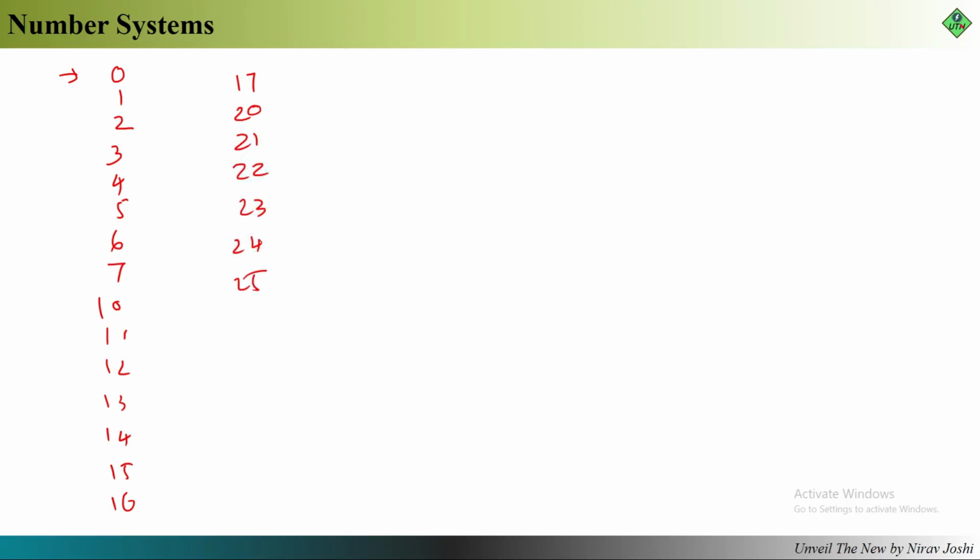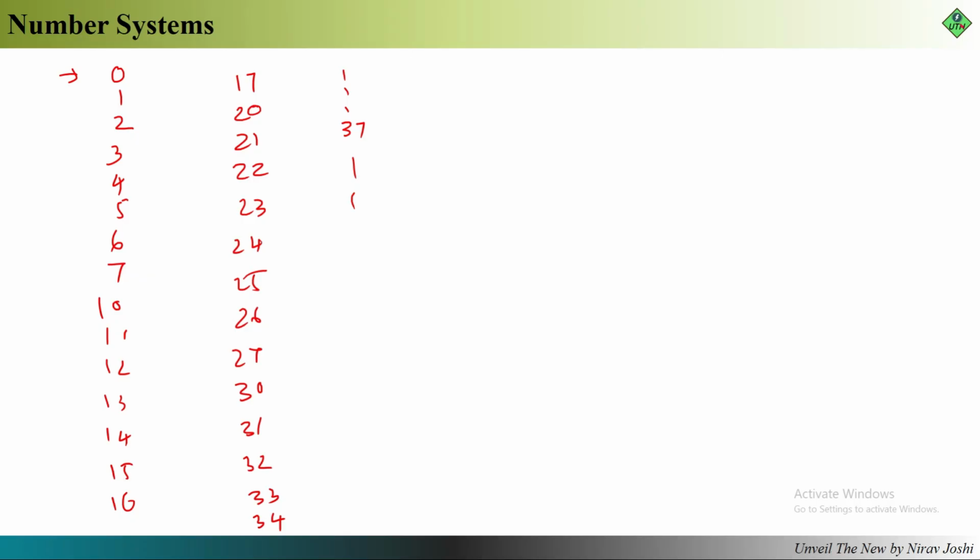I hope you can get everything. 25, 26, 27, then 30, 31, 32, 33, 34, right? Like this till 37 and go on. So now I hope there is no difficulty in understanding how your octal number system works. Okay, so this was the basic of the octal number system.